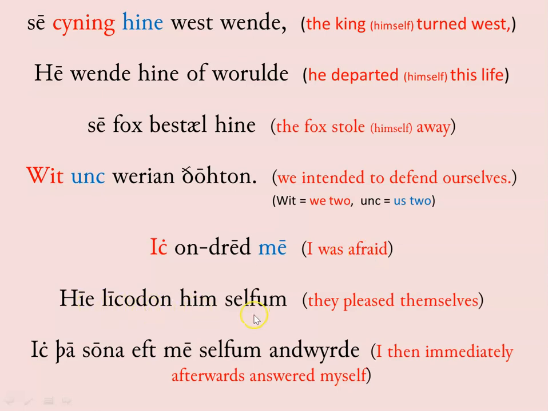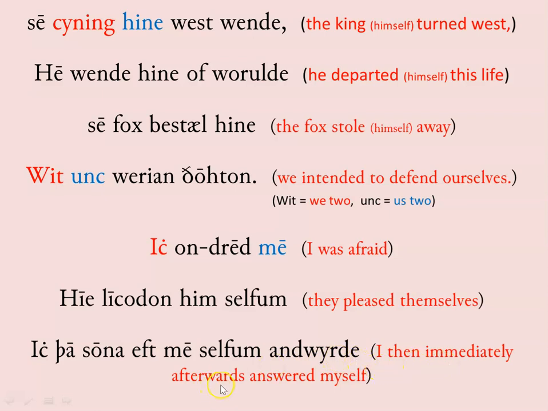Hie licodon him selfum. They pleased themselves. Here, they pleased himselfum, themselves. Him is not himself, sorry, it's them. Him as in them, themselves. So they pleased themselves.